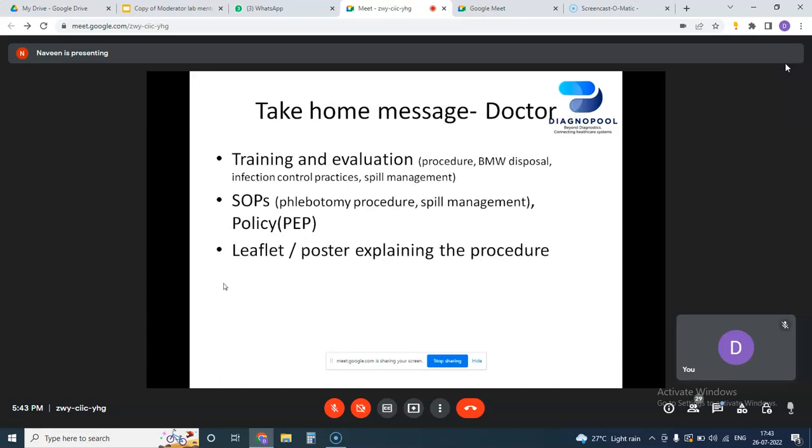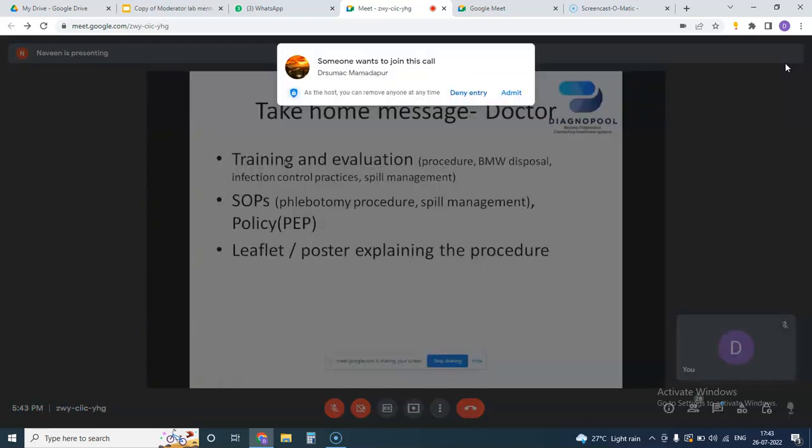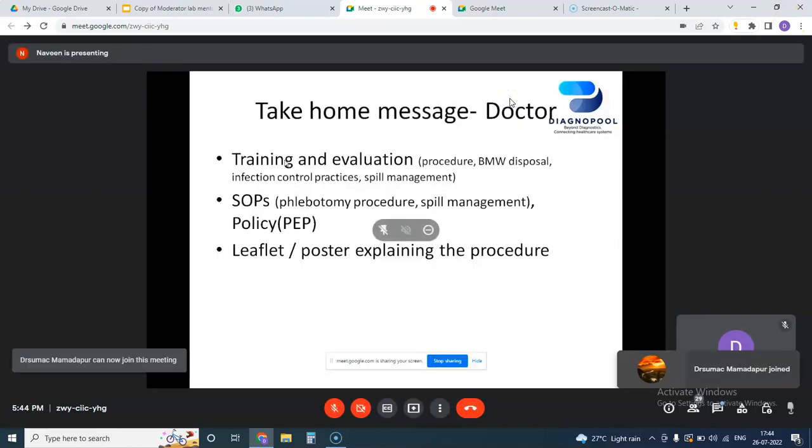And the take-home message for the doctors is that training and evaluation is important, and training and evaluation can include the procedures that are done in the laboratories regarding the biomedical waste disposals, infection control practices, team management. These are the things that can be included in training sessions. And also remember the training will not be the same for all the technicians. For technologists who are new, the topics for training will be different, and the experienced technologists will need different topics. So that should be kept in mind.